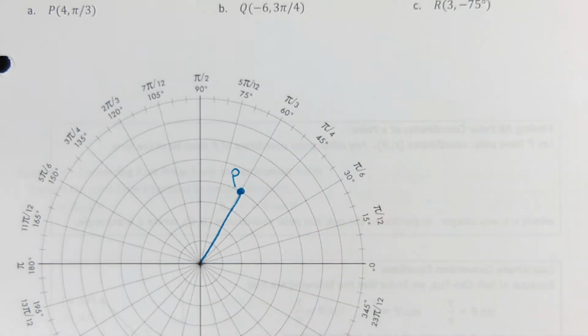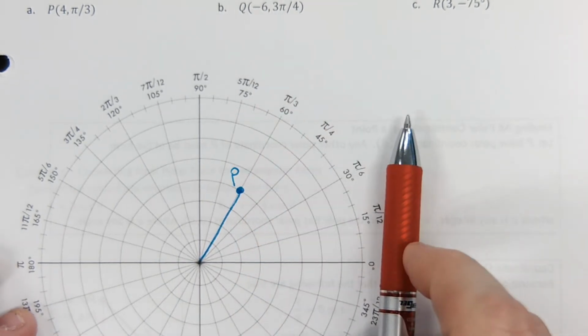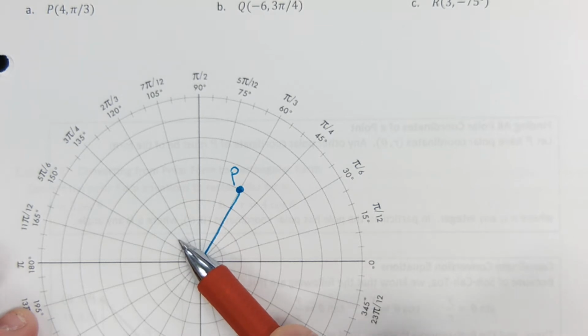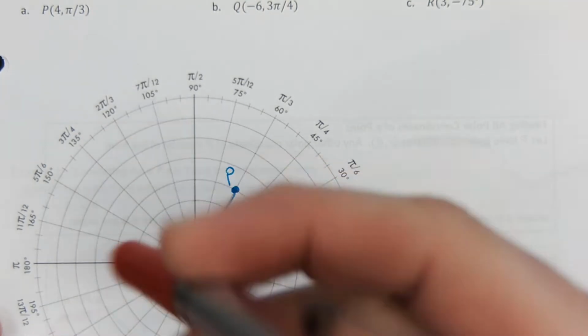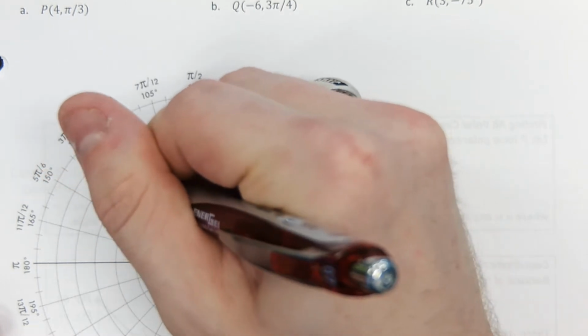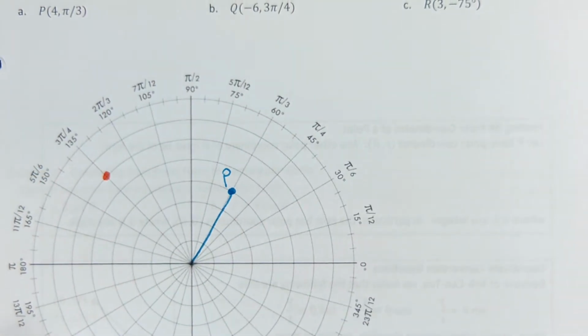Let's do this one. Different color. Red. I track the angle 3 pi over 4. 3 pi over 4 puts me here-ish. Yep, right there. And now I count the rings. This does say 6 rings. 1, 2, 3, 4, 5, 6. If the radius was positive, that is where that would have gone.